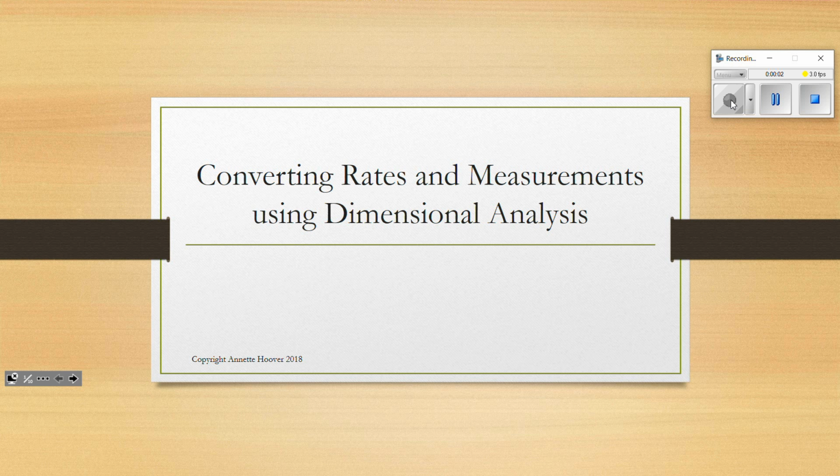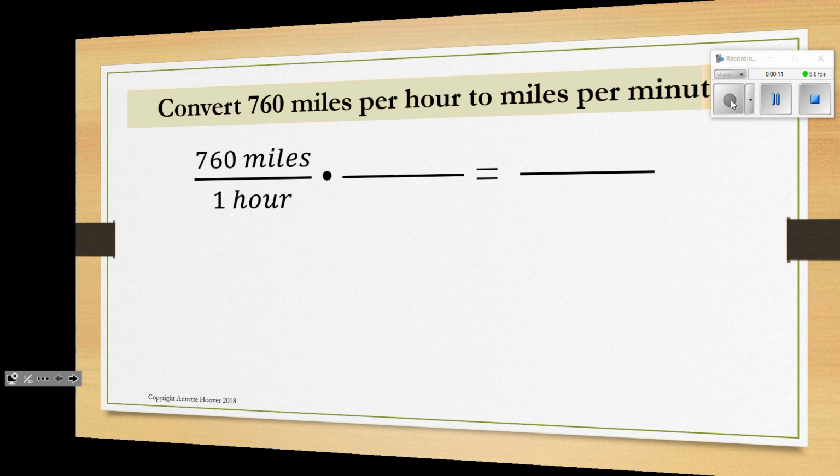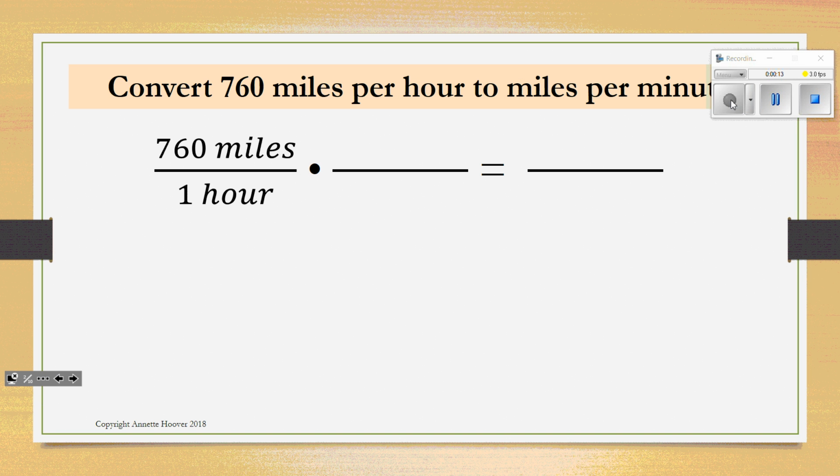In this video, we are going to be converting rates and measurements using something that we call dimensional analysis. Basically, we're going to be converting rates from one unit to another. For example, if we're going to convert 760 miles per hour and convert it to miles per minute, let's see what conversion we have. First, we have distance.